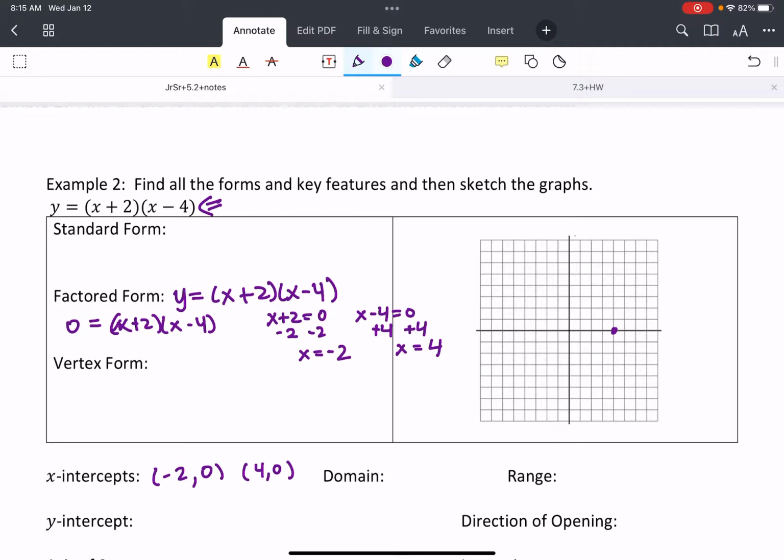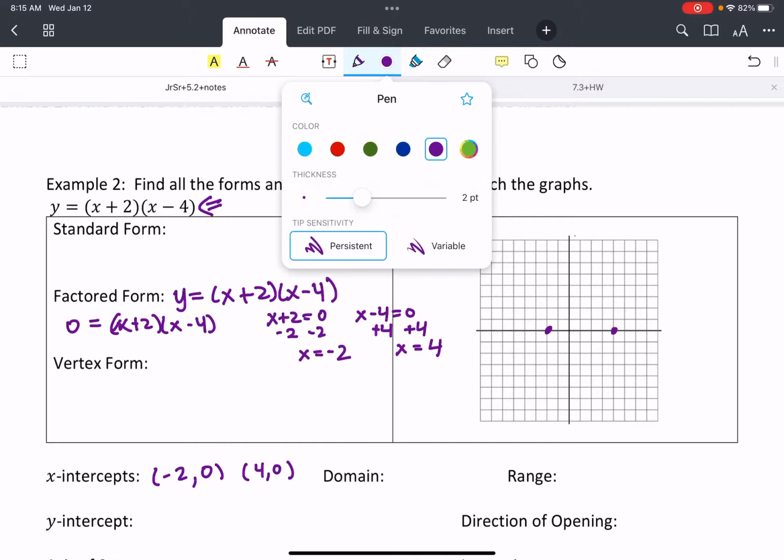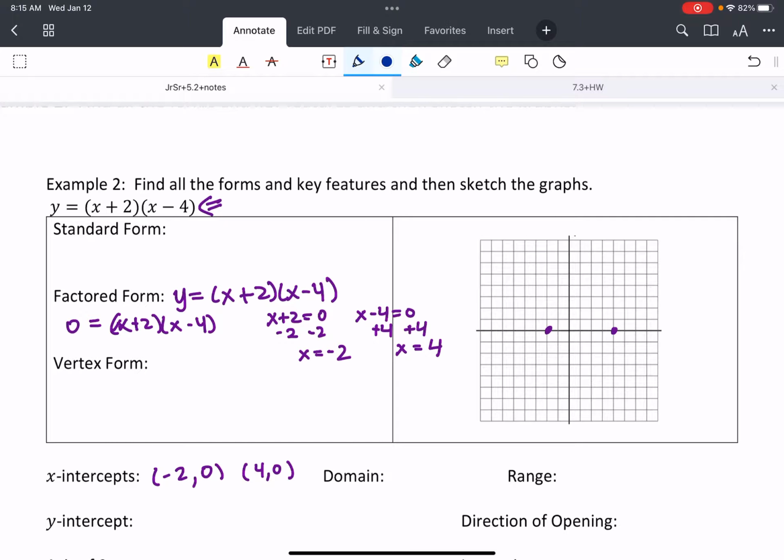I'm going to get 1 at 4, and I'm going to get 1 at negative 2. All right, well, that was not too bad. Gives us factored form. That's great.